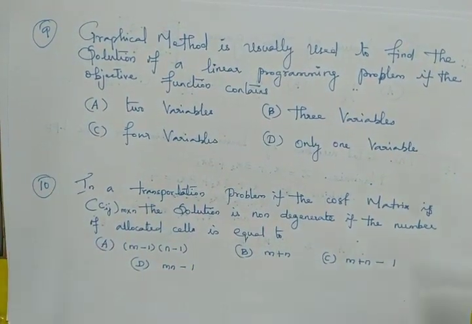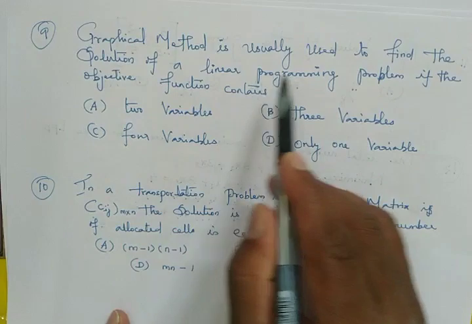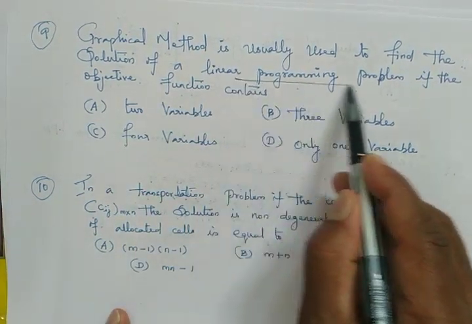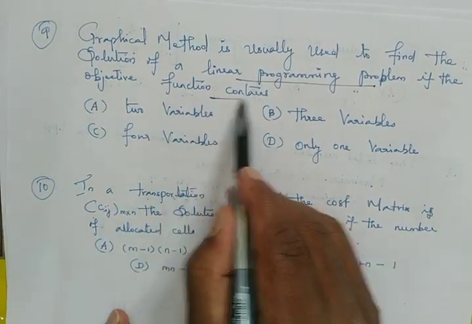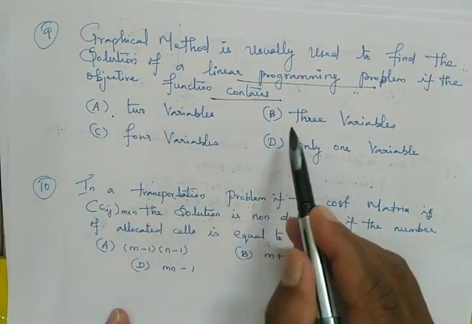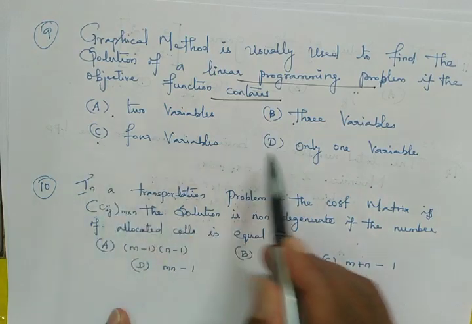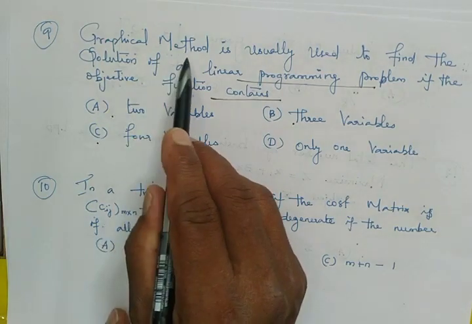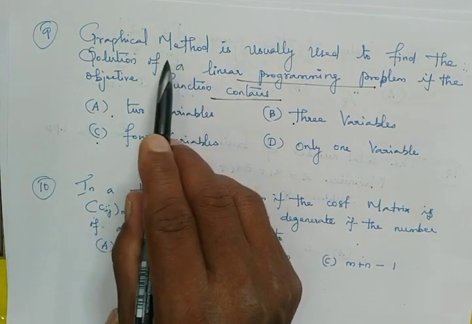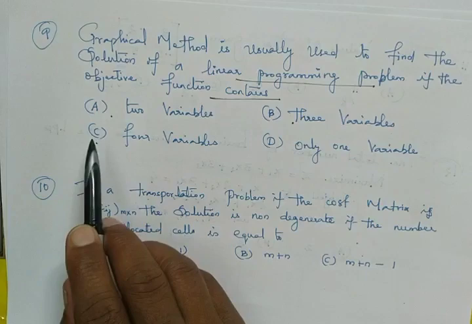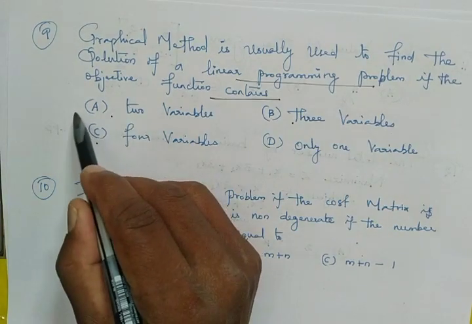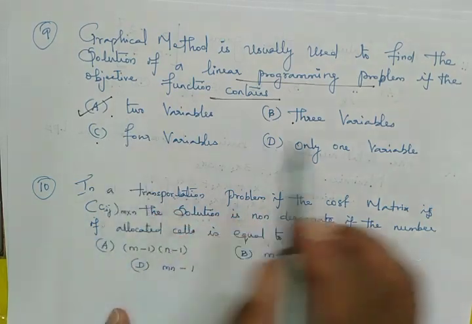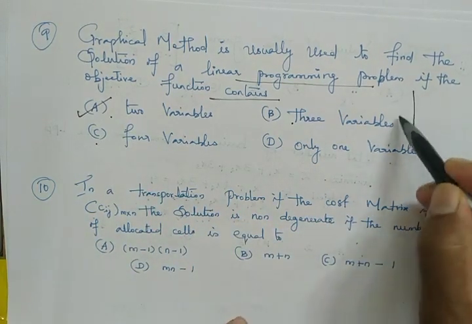The next question is: a graphical method is usually used to find the solution of a linear programming problem (LPP) if the objective function contains 2 variables, 3 variables, 4 variables, or only 1 variable. Now I told you in the last video itself, the advantages and disadvantages of the graphical method were explained. So here, the graphical method can solve the problem only if the function contains only 2 variables. It contains only 2 variables.